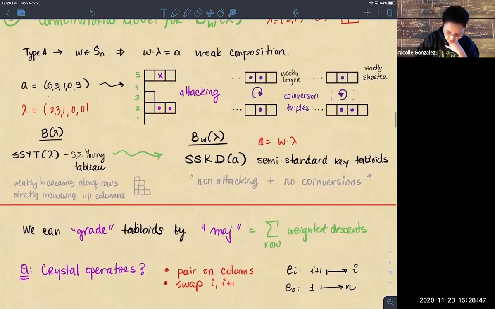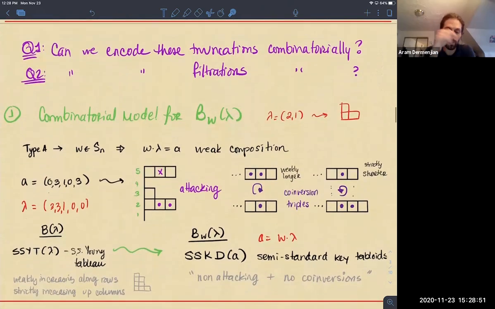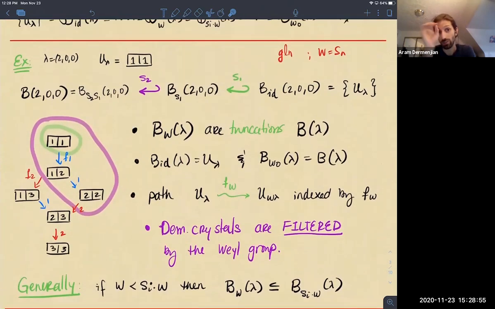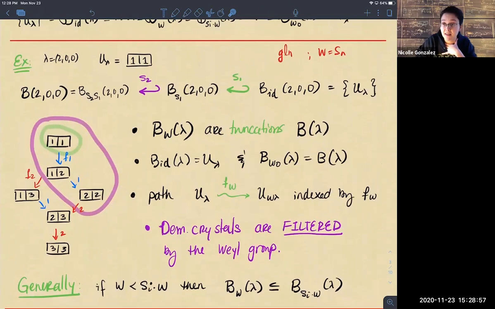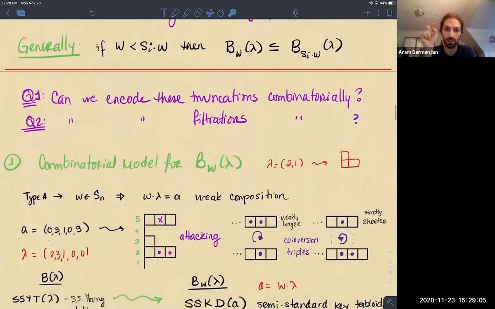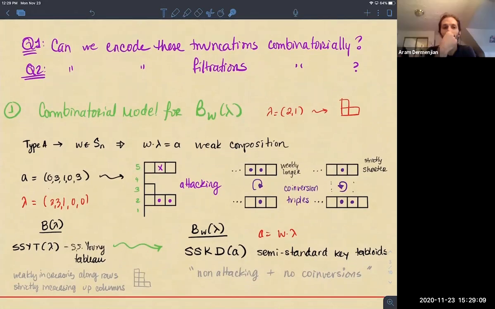I have a question too, Nicole, if that's okay. Yes. So when we were doing the B lambda from before, the lambda was both the shape and the filling that we started off with. That's exactly it. Yes. So in this case, A is the shape, right? And then is lambda the filling, or is A the filling? What's the filling in these cases? We'll see. I'll do an example.